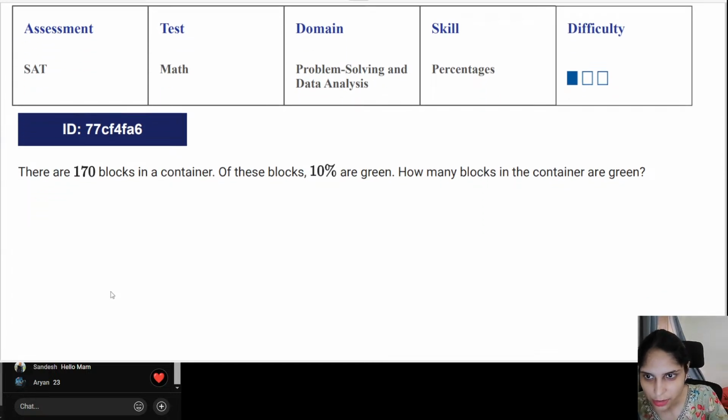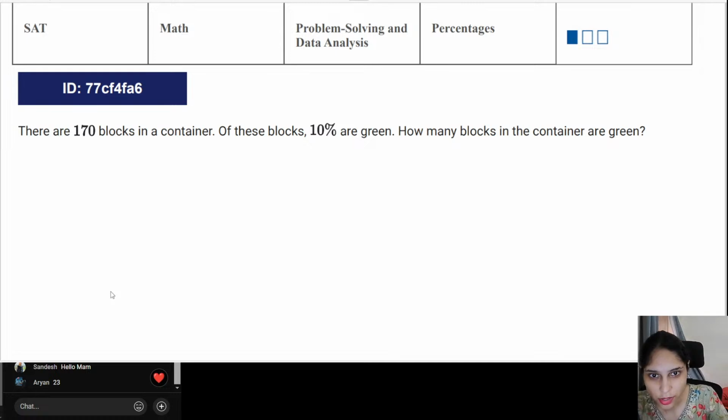There are 170 blocks in a container. Of these blocks, 10% are green. How many blocks in the container are green? Answer is 17, because 10% of 170 is going to be 170 over 10, that is just 17. So it's so much easier if you just remember that for 10%, you just have to divide by 10. Next is question number 35.